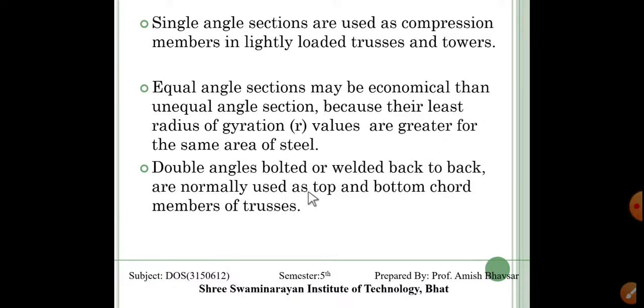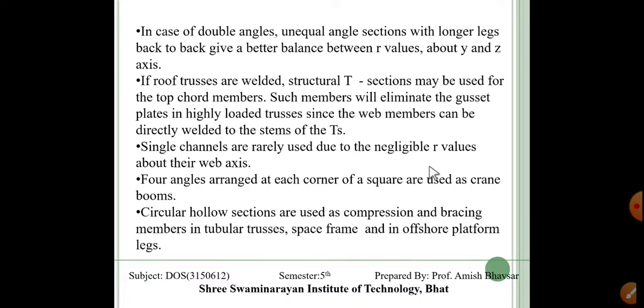Double angles bolted or welded back to back are normally used at the top and bottom chords of trusses. In the case of double unequal angle sections, the longer leg back to back gives the better balance between the r value about the y and z axes, that we know.